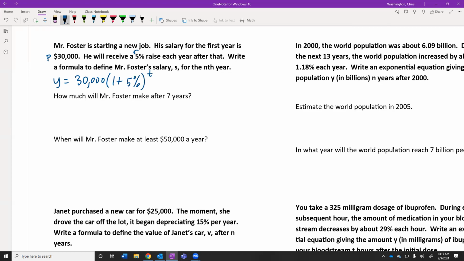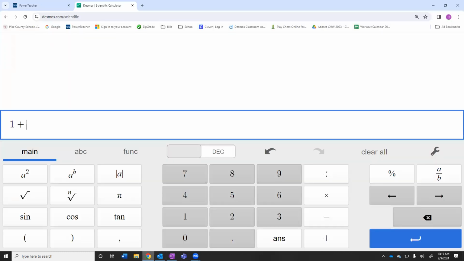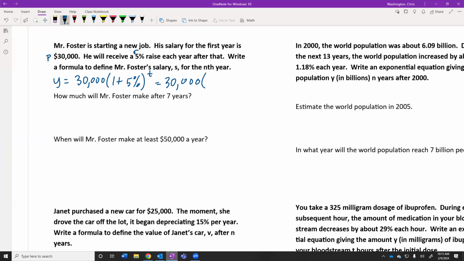We can type the 1 plus 5% in the calculator. I'll show you how to do that on Desmos right quick. If we type the 1 plus 5% in Desmos, it's going to look something like this. There's a percent button over here. It's going to say percent of what? We always have to type a 1 there. Otherwise, it's not going to work. That's 1.05. So we get 30,000 times 1.05 raised to the T.